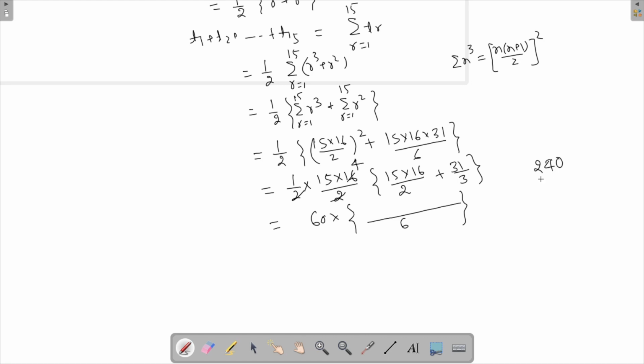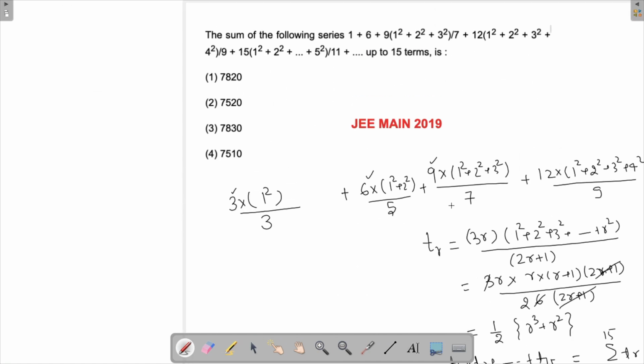So 240 into 3 is 720, and plus 31 into 2 is 62. Now 6 and 10, this will be gone. So 10 and this will be 782. Now what I've got is 7820. So this is my answer, 7820, and this is my first option.